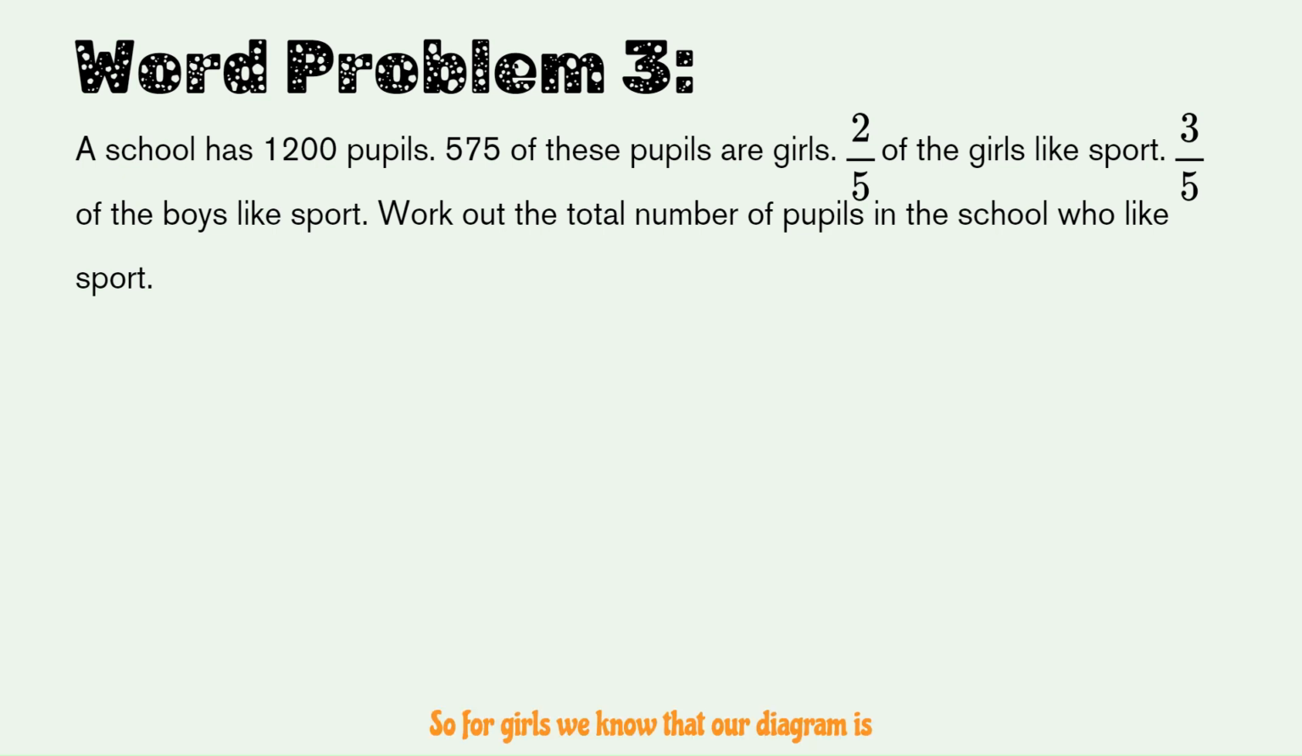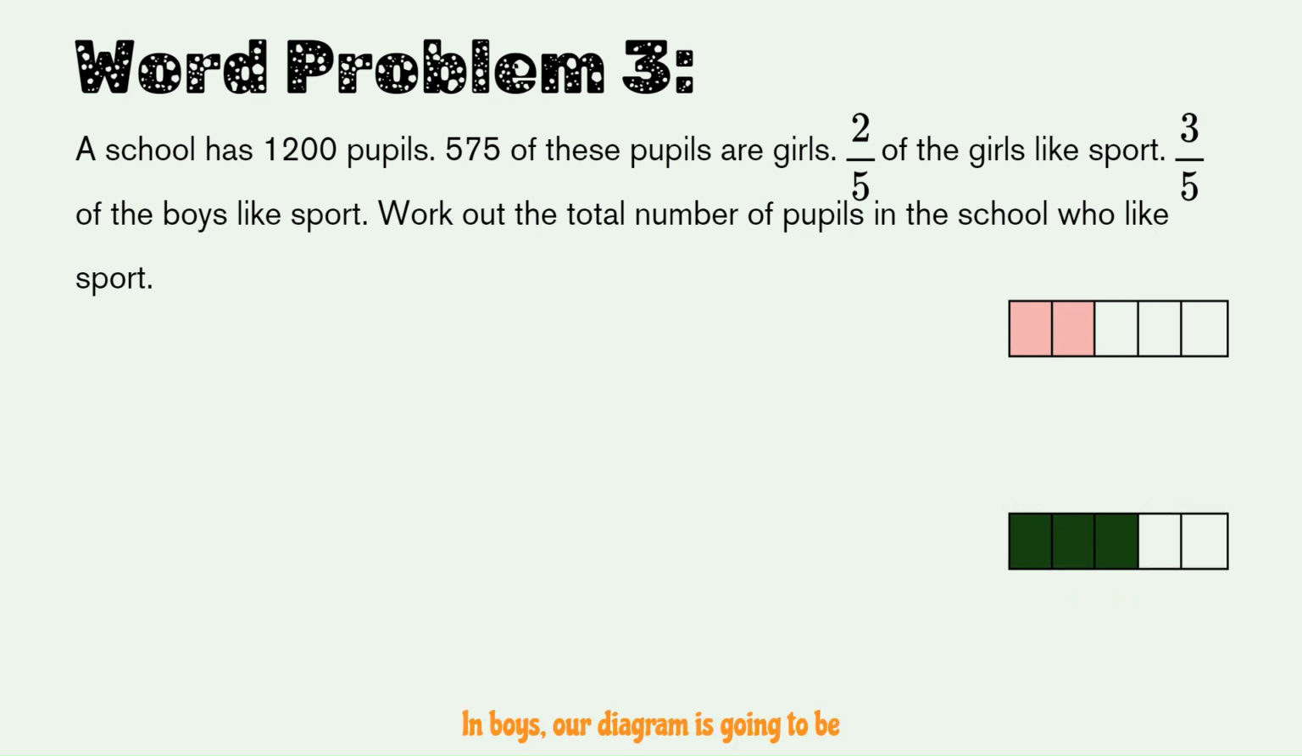So for girls, we know that our diagram is going to be divided into 5 equal parts and 2 of them are going to be shaded. And all of these 5 parts are equal to 575 because the total number of girls is equal to 575. In boys, our diagram is going to be divided into 5 equal parts. However, this time, 3 of the parts are going to be shaded. And all of these 5 parts are going to be equal to the number of boys. And to find the number of boys, we're going to subtract the number of girls, so 575, from the total number of pupils, which is 1,200.